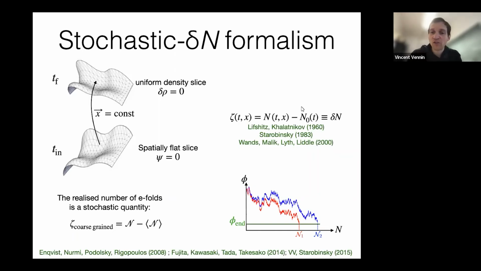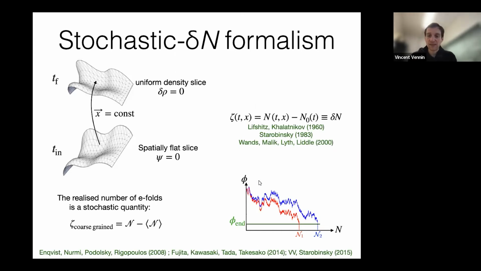It's because if you know something about the statistics of N, about the statistics of the amount of expansion, then you directly infer something about the statistics of your curvature fluctuation. Okay, so the idea is the following. We have a certain stochastic process.